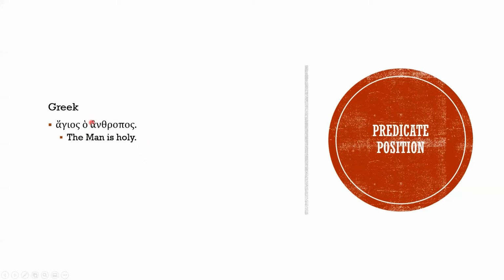This can also be written with the adjective being written before the definite article, but the adjective doesn't have a definite article. And this means the same thing as we saw earlier. The man is holy. Notice that the presence of the definite article before the adjective, or the lack of it, is indicating whether the adjective is being used in a predicate position or attributive position.